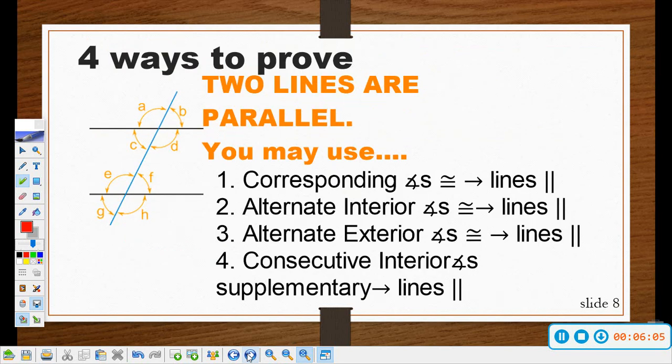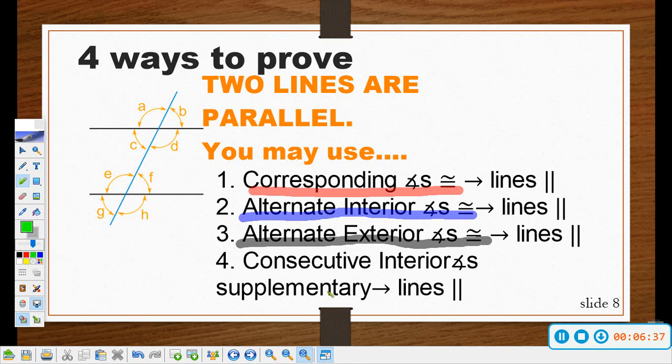So the 4 ways to prove that 2 lines are parallel, you may use these methods. 1, if you're given that corresponding angles are congruent, then you can say the lines are parallel. If you're given that alternate interior angles are congruent, then you can say that the lines are parallel. If you're given that alternate exterior angles are congruent, then you can say the lines are parallel.